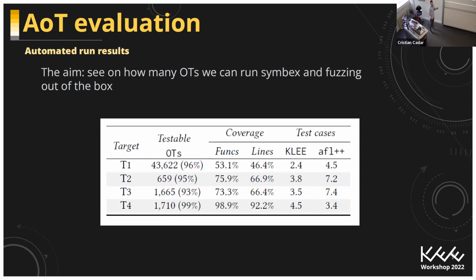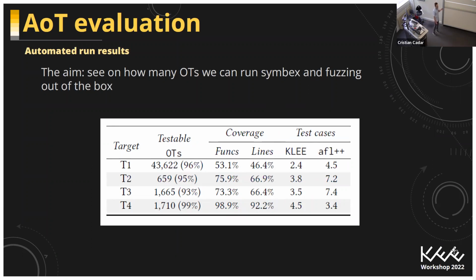In order to see how good those off-target instances are, we ran an automated test, not to find bugs, but just to see how many of them we can immediately execute with KLEE and AFL. And again, from those which compiled, from 93 up to 99%, we can immediately run those tools. We achieved line coverage from 46 to 92% and generated a few test cases on average.